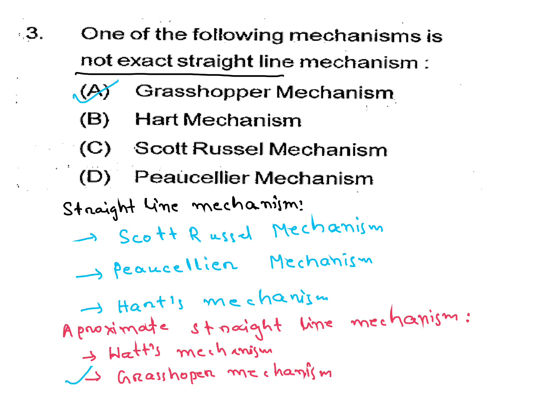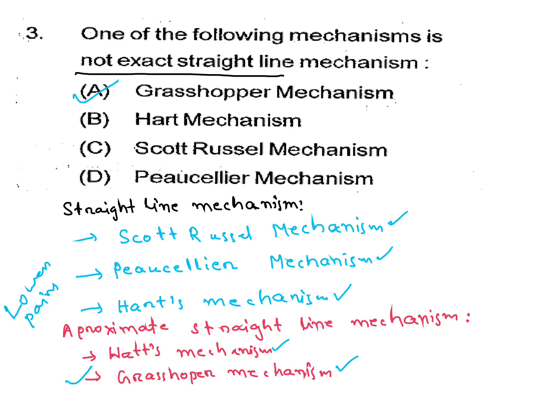Lower pairs. Scott-Russell, Peaucellier, Hart's mechanism, Watt's mechanism and Grashof mechanism, all four are examples of lower pairs. This is also important.